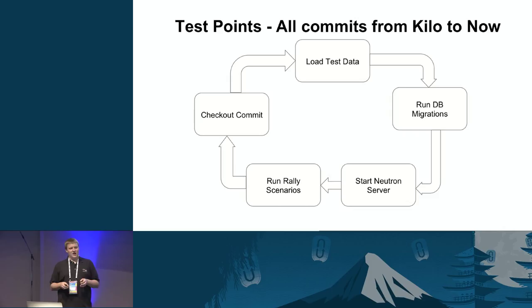So I have had a script that would check out a commit, load that DB test data, run the DB migrations to get it to the right position for that state of Neutron code at the time, start up the Neutron server, run the Rally scenarios against it, and then start over the process again with the next commit in the line so I can get performance data for every single commit throughout the Neutron development cycle.